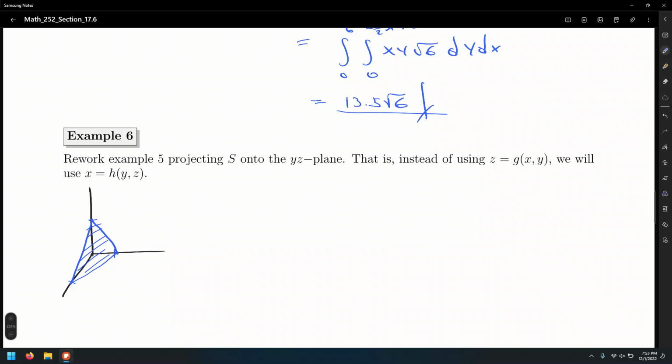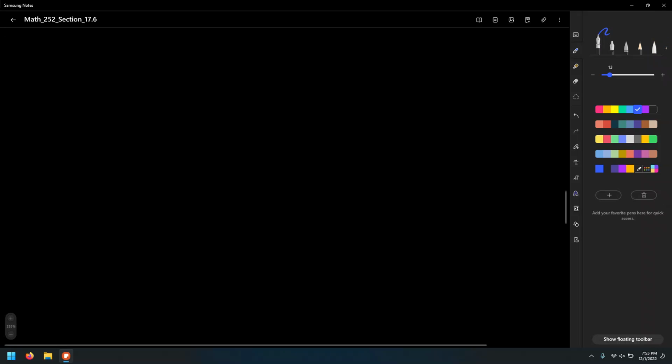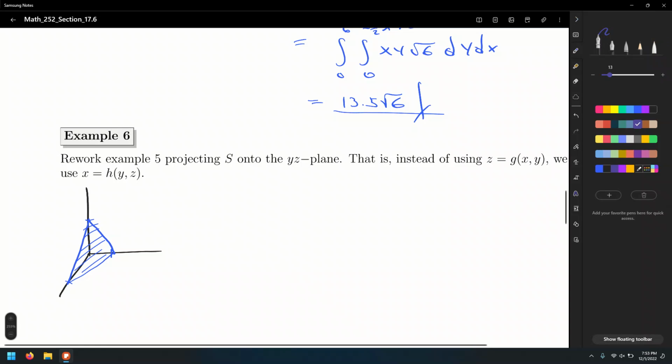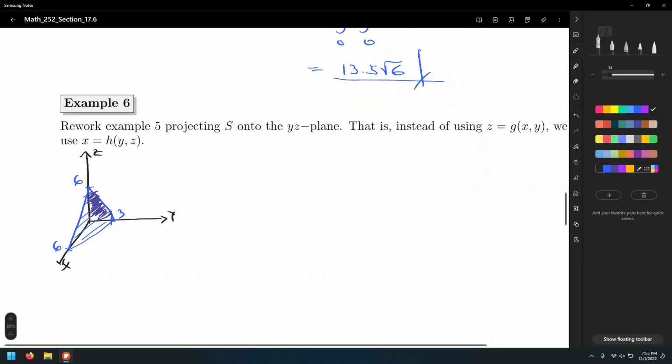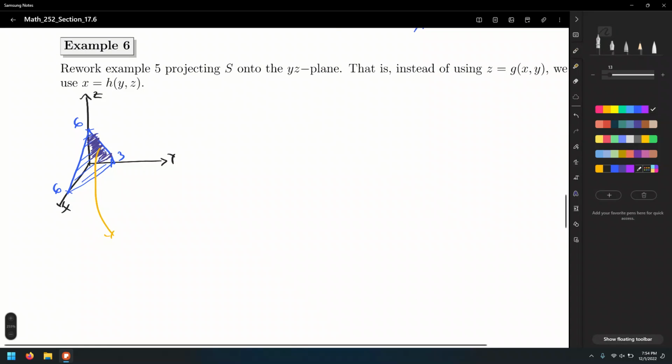So in this case, let's shade that wall. We're going to project it over here instead. Let me label the intercepts: 6, 3, 6. So we're going to look at the projection onto the yz plane as opposed to the xy plane. So that's x, y, and z. I'm going to look at this wall individually, and I'm going to project it over here.